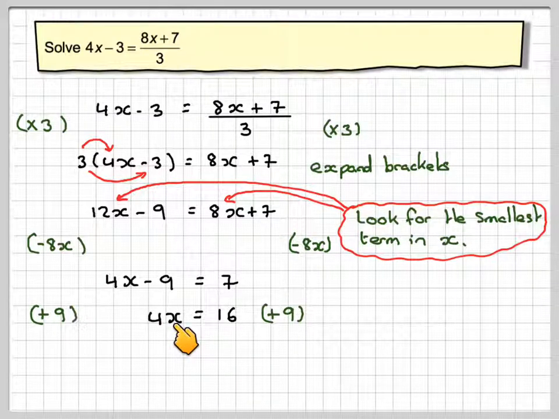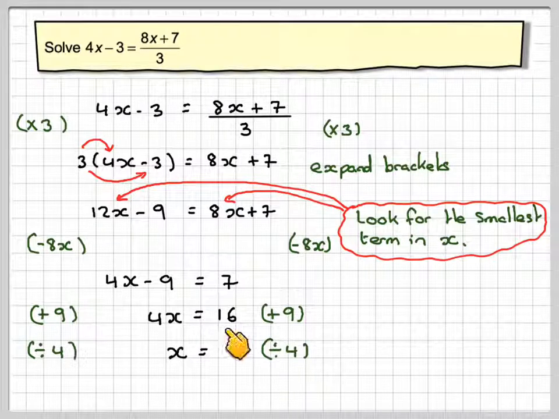So we got 4 times x is equal to 16. So the opposite of multiplying by 4 is to divide both sides by 4. So 4x divided by 4 gives me x, and then 16 divided by 4 gives me 4. So we get a final answer of x is equal to 4.